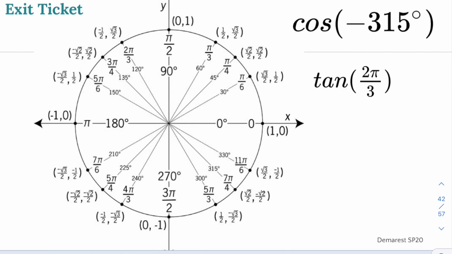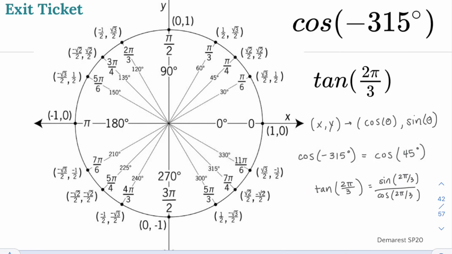Okay, let's take a look at this exit ticket. On this exit ticket, you need to tell me the cosine of negative 315 and the tangent of 2 pi. So I want you to pause this right now and try it on your own. And then in a moment, I will give you hints in case you need it before you submit your exit ticket. Okay, so here are some hints to help you with the exit ticket.